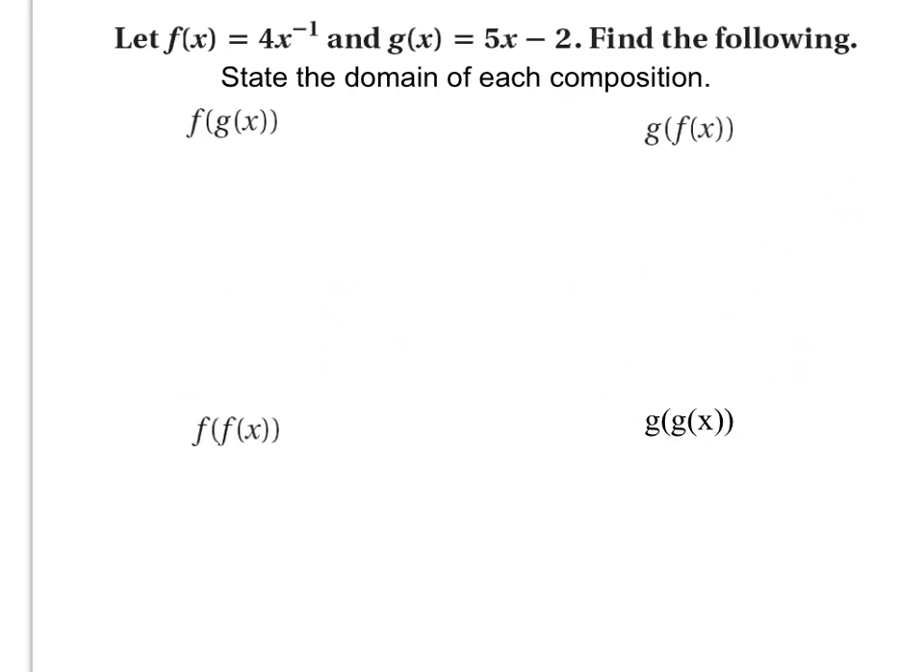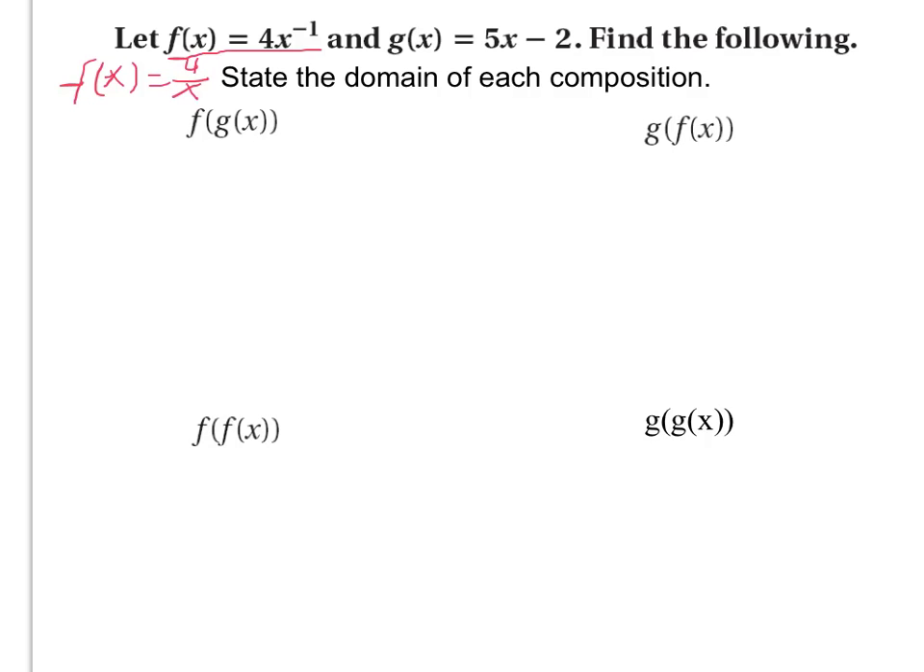Now comes the true function composition, where we actually are putting one function into another. So to start out, we have f of x equals 4x to the negative first, g of x equals 5x minus 2. Now what I'm going to do to begin with is rewrite f of x equals 4x to the negative first in a way that maybe makes a little more sense to us, where x to the negative first, we would flop that. So f of x is actually just going to be 4 over x.